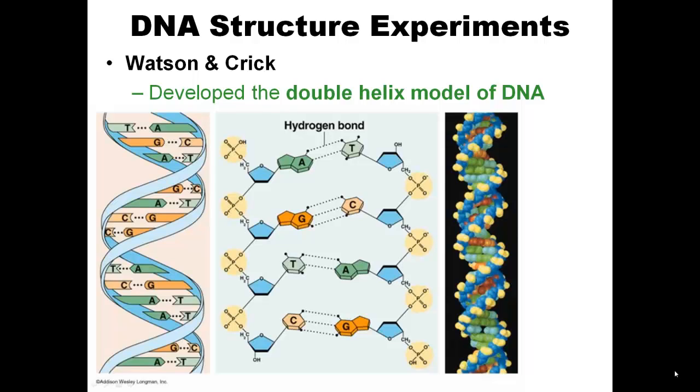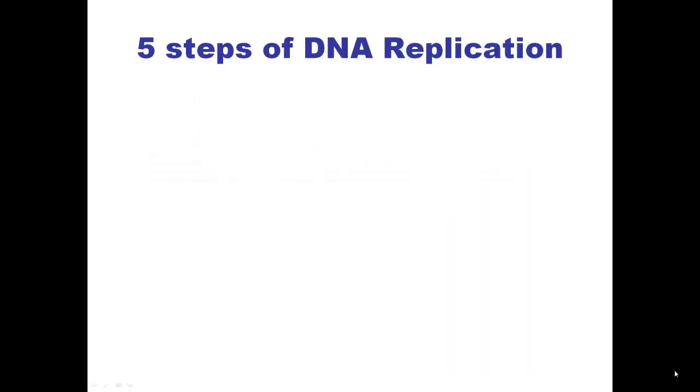But now, how do we get more DNA? That's the next question, because if DNA is, in fact, our transforming factor, our genetic information, our inherited factor, then we have to get more of it in every single one of our cells. So, we have DNA replication. And there are 5 basic steps.